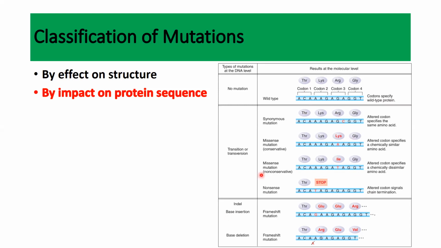So this was about substitutions. We have also seen that there are two other types, insertion and deletion. Collectively, insertion and deletion are called indel mutations. These indel mutations bring frame shift mutations.